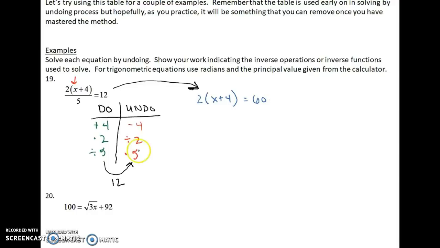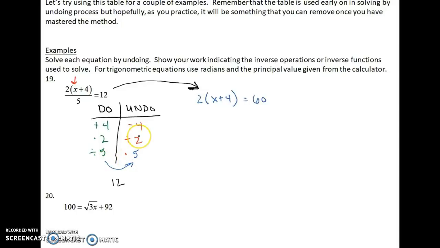So the first thing I do is multiply both sides by 5. If I do that, I end up with 2 times the quantity x plus 4. Divide by 5 is gone because I multiply by 5, and I multiply 12 by 5 and I get 60. Then I keep working up the right side of that undo.